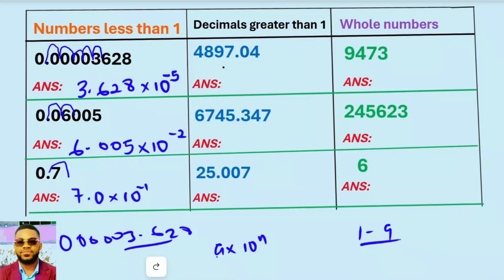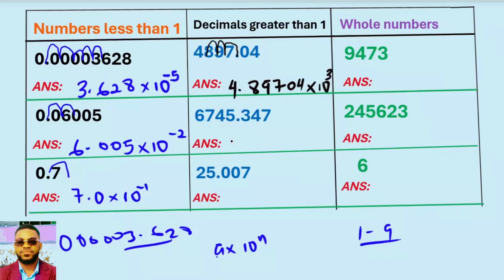So you have to move to the left. In this case, I'm going to move to the left. And remember, anytime we move to the left, we have a positive exponent. So you're going to get, let's move, 1, 2, 3. So you're going to get 4.89704. Now times 10 exponent. Let's check the number of times that we moved, and that's going to be 3. So you have exponent 3 here.